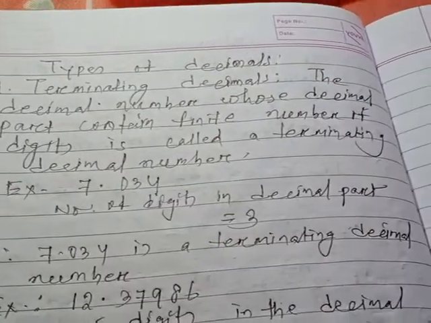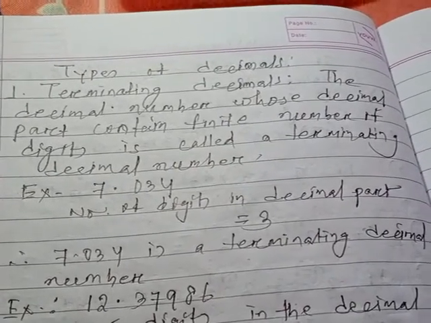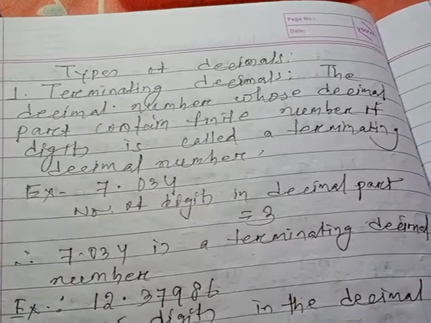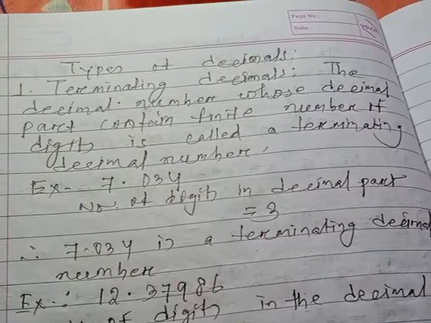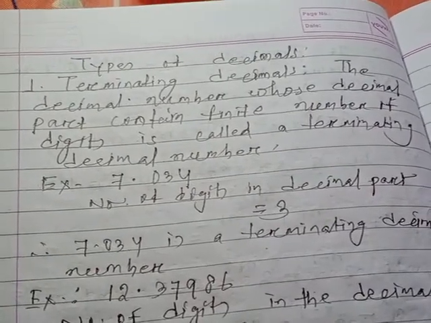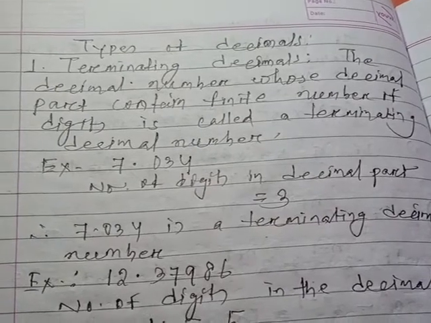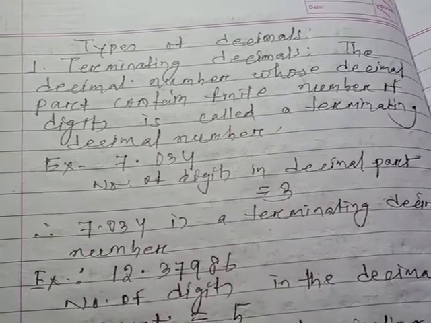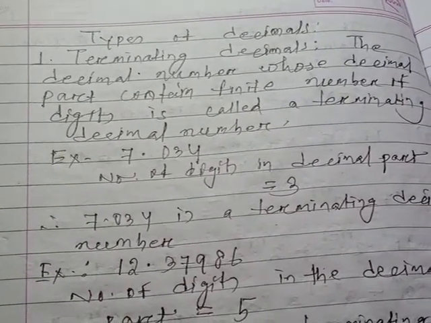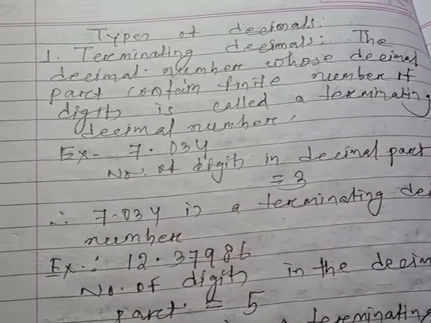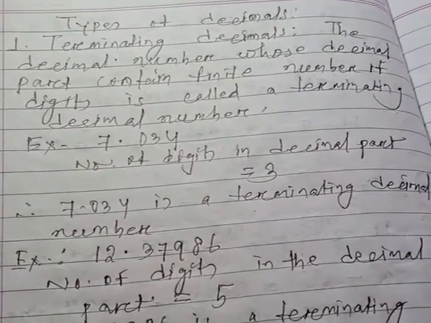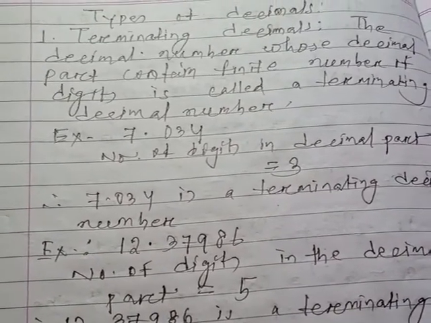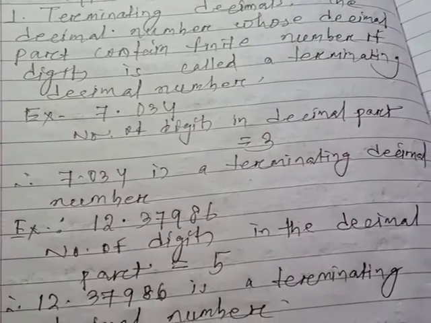In the example 7.034, what are the digits in the decimal part? 0, 3 and 4. So how many digits in the decimal part? The number of digits in the decimal part is 3. So the decimal part contains a finite number of digits, and the number of digits can be determined. So 7.034 is a terminating decimal.